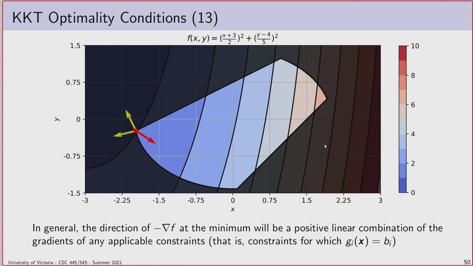And so the slides are basically saying what I just said, which is that in general, you can expect that at a minimum, the direction of negative grad f, which would be this vector here, will be a positive linear combination of the gradients of all applicable constraints. So that's all constraints that are met at equality. Remember that our optimization problem looked like this: g_i of x is less than or equal to b_i. When the constraint is actually met at equality, then you'll get it equals b_i.